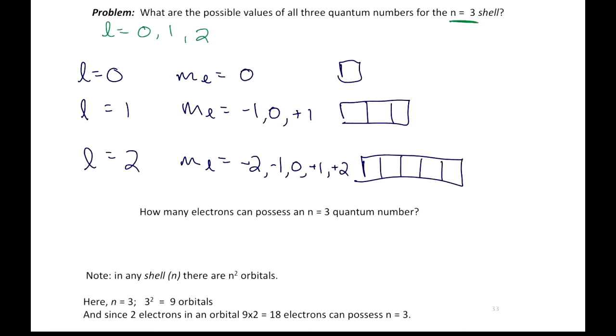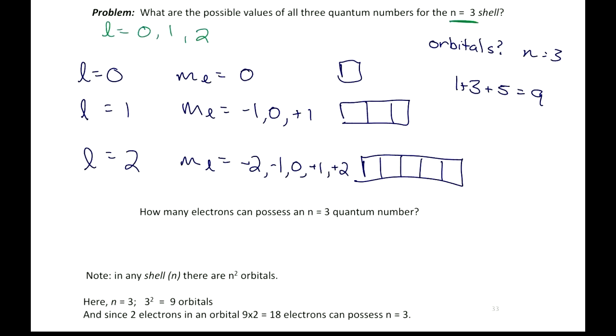So if the question asks how many orbitals are there in n equals 3, what would you say? 9, yes. So 1 plus 3 plus 5 equals 9. There are 9 different orbitals, 9 different boxes, within n equals 3. See how we got that? One step further: what if the question said how many electrons can possess n equals 3? 18. How did you get 18? Why do we multiply by 2?